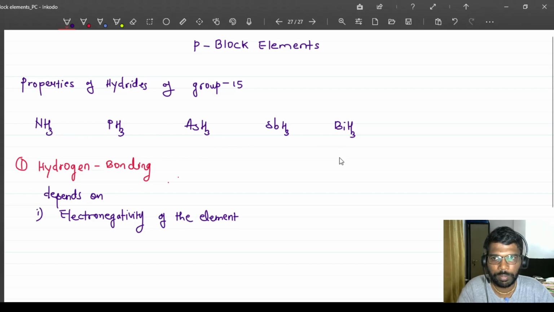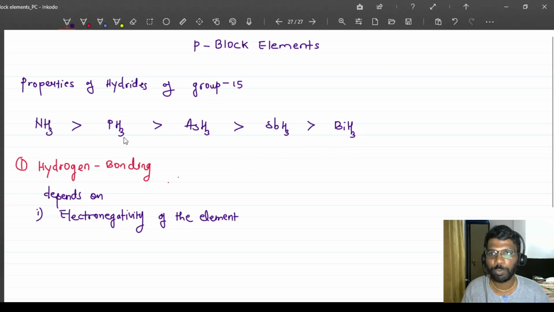If we see the trend, as we go down the group, the electronegativity decreases. So the most electronegative element is nitrogen, then phosphorus, then arsenic, then antimony, and the least is bismuth. Hydrogen bonding is a force which holds the molecules together, so it will be maximum in NH3. The order is: ammonia, then phosphine, AsH3, antimony hydride, and bismuth hydride.